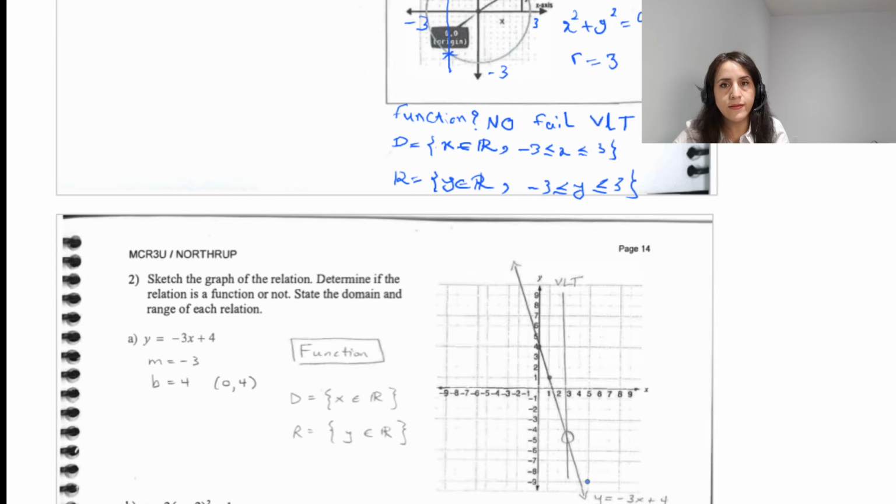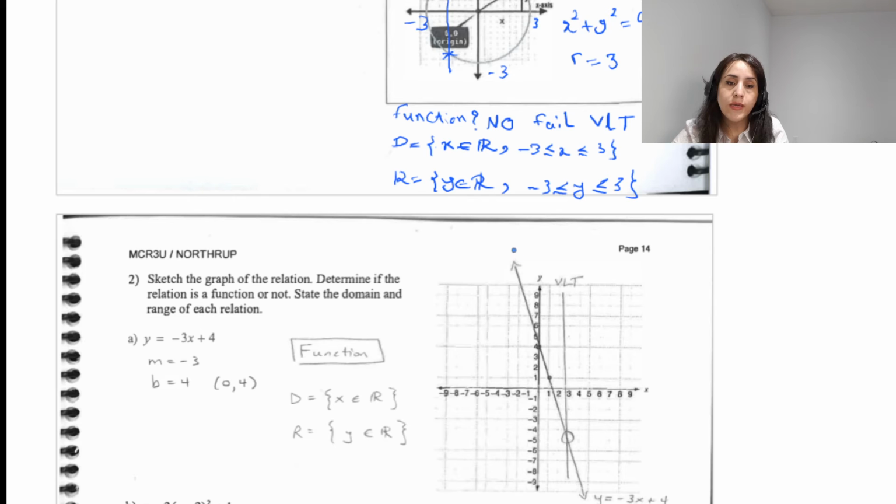As long as it's a straight line, I know that it's going to pass the vertical line test, because whatever vertical line I put is just going to pass at 1 point. Then this is a function. How about domain and range? As you see, it's going down here, meaning that it includes all of the positive x values, and it's going that way, including all of the negative x values.